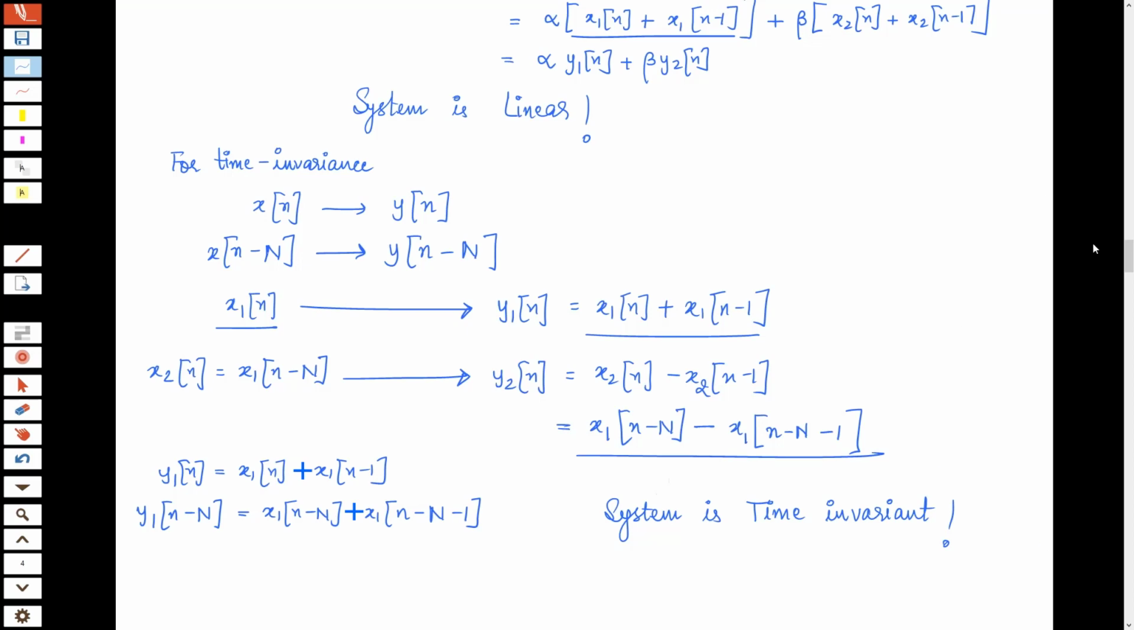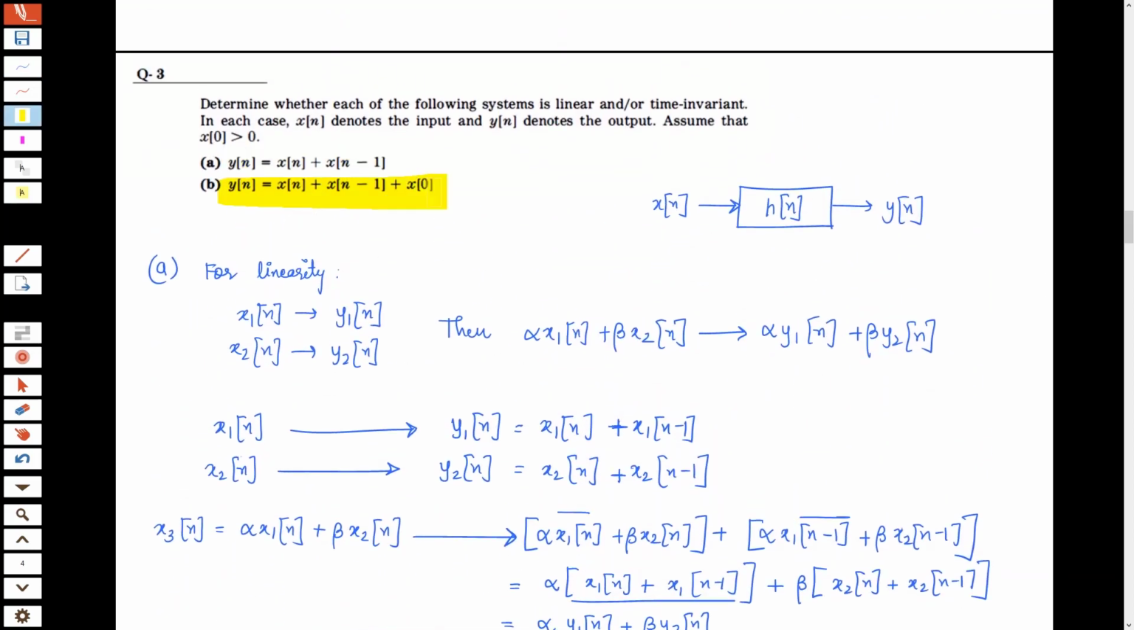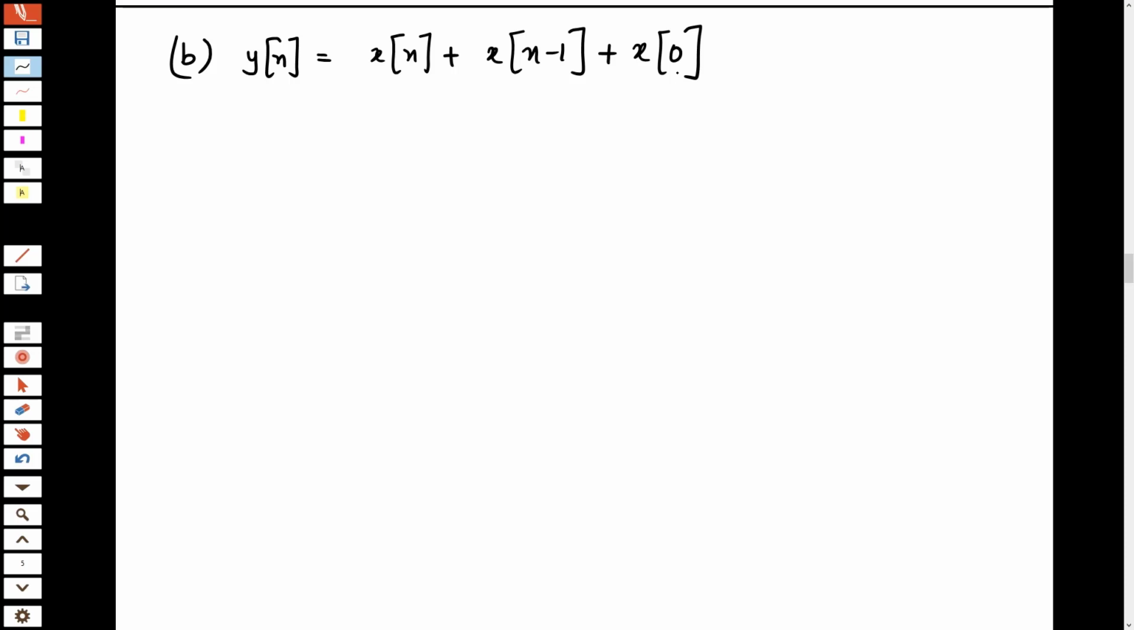We move on to part B now, where there's a different relationship between input and output. It's the same as the previous part, but there is an additional x[0]. Notice that this term x[0] is not a function of n. It's not a function of time, or rather, sample number. It's a constant. And if you notice earlier in the question, it says to assume that x[0] is positive. That means this is a positive number. It is given.